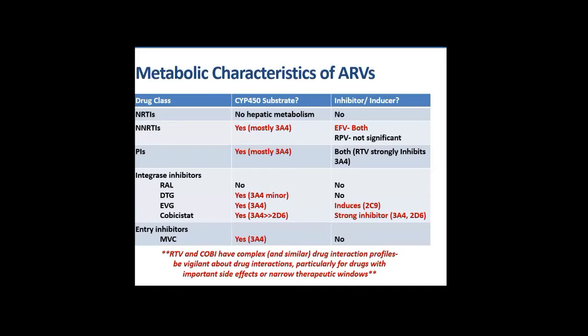And so here are the metabolic characteristics of the antiretrovirals. Really for the NRTIs, they actually don't have any hepatic metabolism, so they're not P450 substrates, and they also don't inhibit or induce the P450 system. And so there aren't that many drug interactions that occur directly related to the NRTIs. However, the NNRTIs are actually substrates of the P450 system, mostly 3A4, and so any drugs that happen to inhibit or induce 3A4 could affect the metabolism of the NNRTIs and need to be either not used or used with caution.